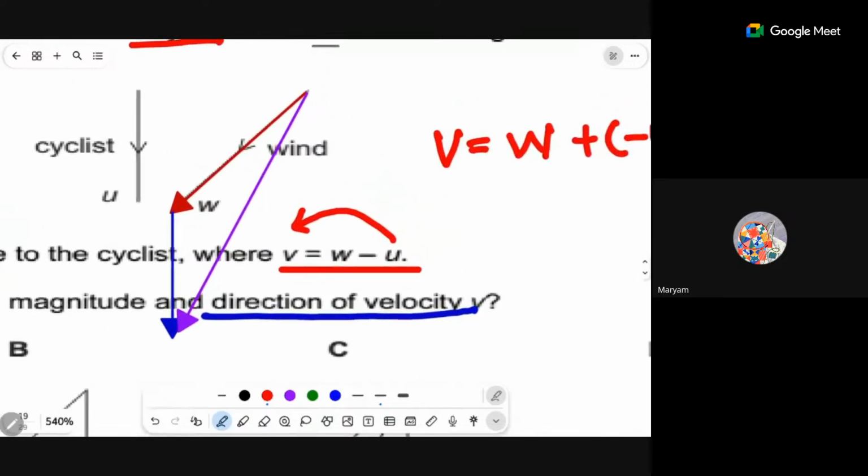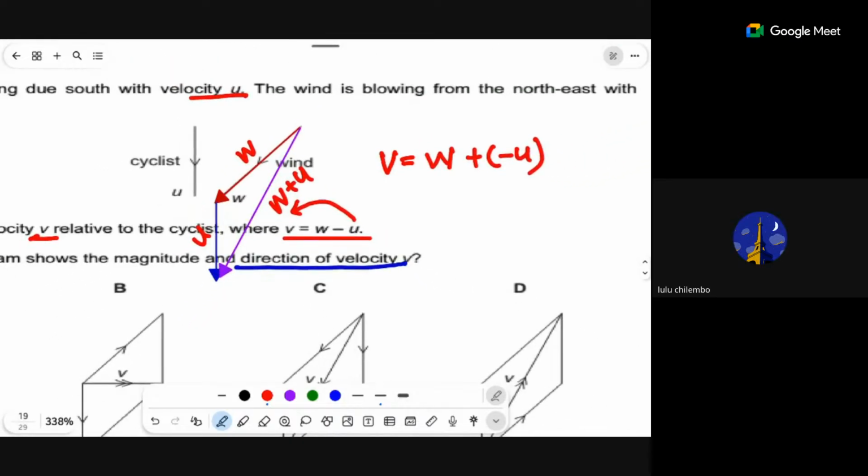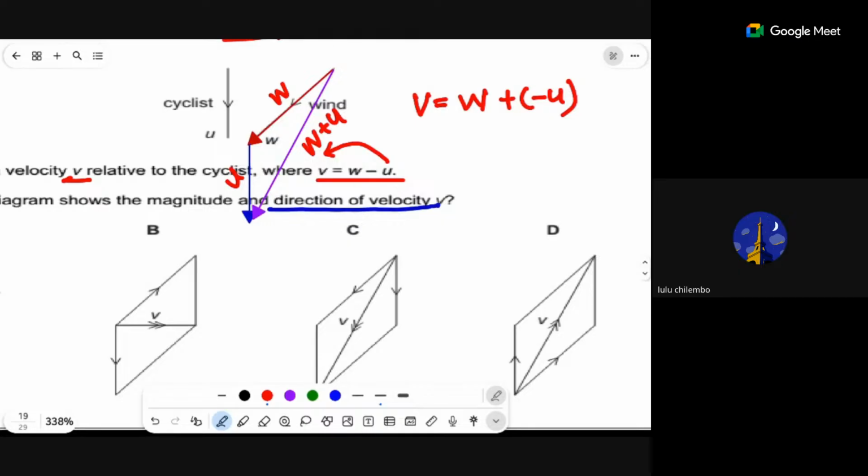No, no, wait. My question is not that. What will be this purple color vector? If this is your w, this is your u, so what will be this? Will it be w plus u? Yes, sir, because they are just directly connected, or directly added.